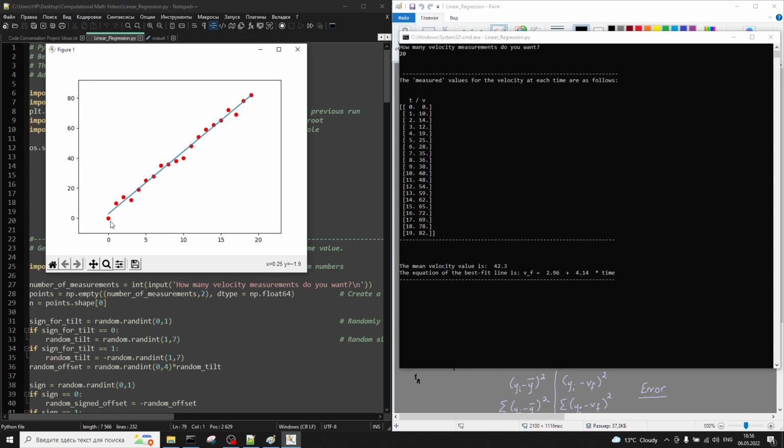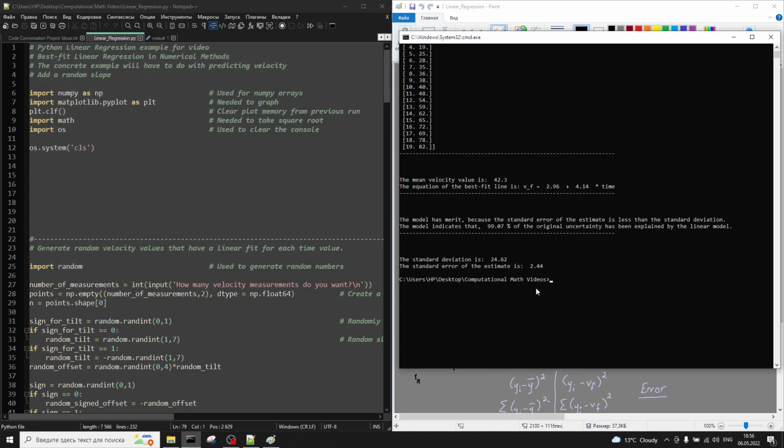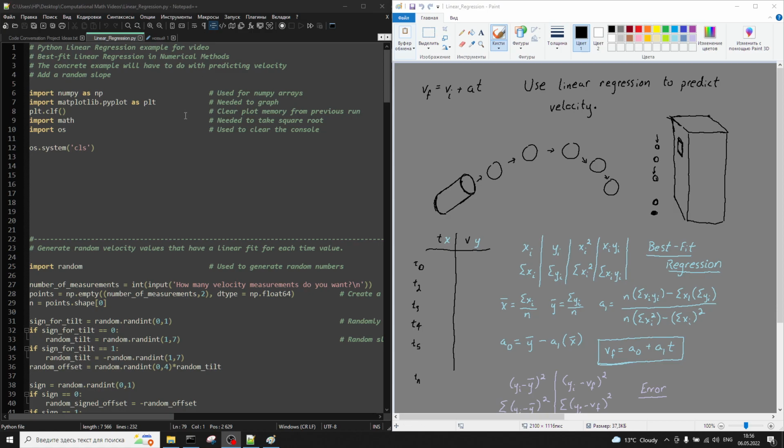The initial velocity value was almost 3. So there's the program running. Now, to explain the math and then to explain the program.